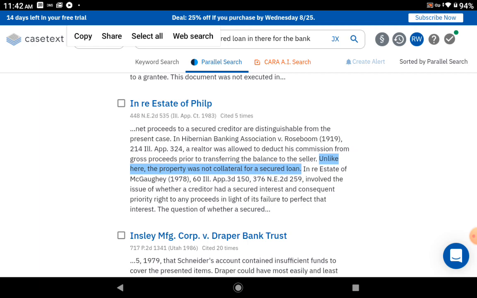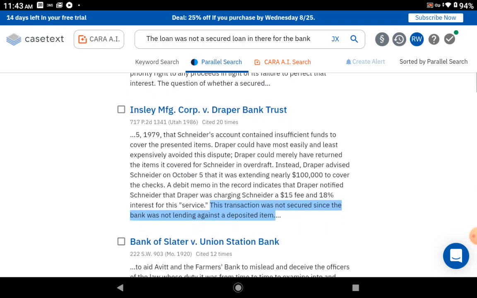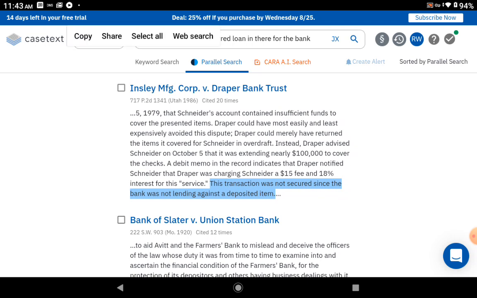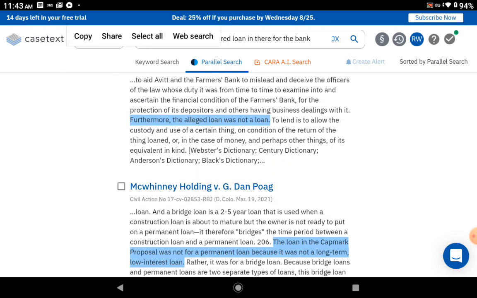Go back and pay attention to your paperwork. They cannot foreclose on the home because it does not fall under the foreclosure statute. Doesn't matter if they call it a mortgage. You just saw one of the cases where it said it didn't matter if they called it this or that. This transaction is not secured since the bank was not lending against the deposited item. Lord have mercy. Furthermore, the alleged loan was not a loan.